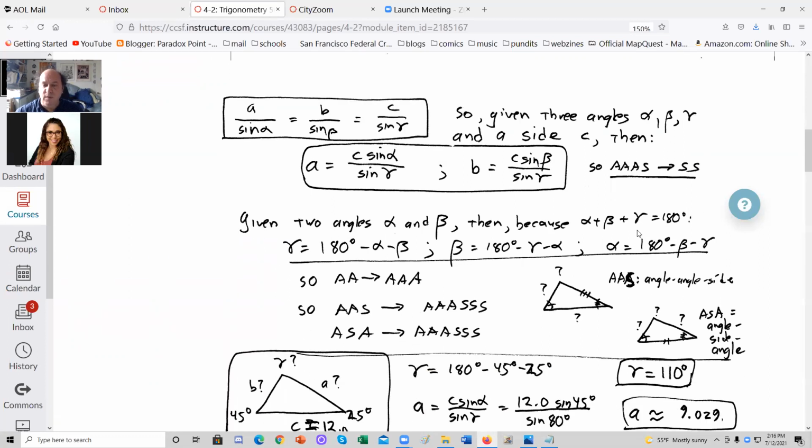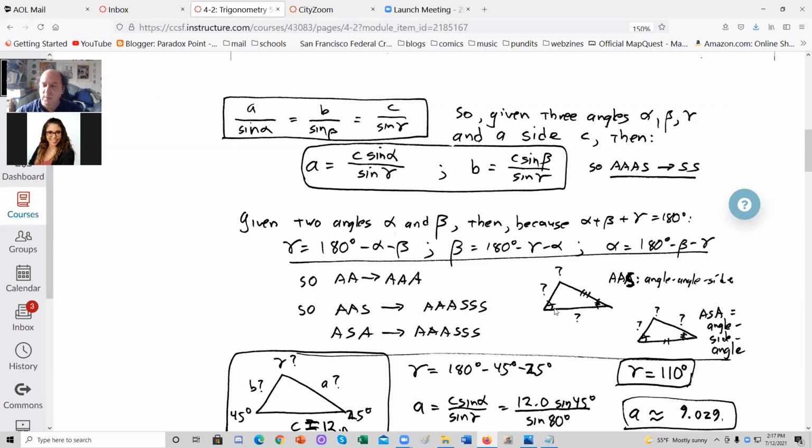Now, if we have two angles, alpha and beta, then the three angles add up to 180, so gamma, the third angle, is 180 minus alpha minus beta. Similarly, beta is 180 minus gamma minus alpha, and alpha is 180 minus beta minus gamma. So given two angles, we get all three angles. So given two angles and a side, we get all three angles and therefore the other two sides. Given angle, side, angle, we get all three angles and all three sides.